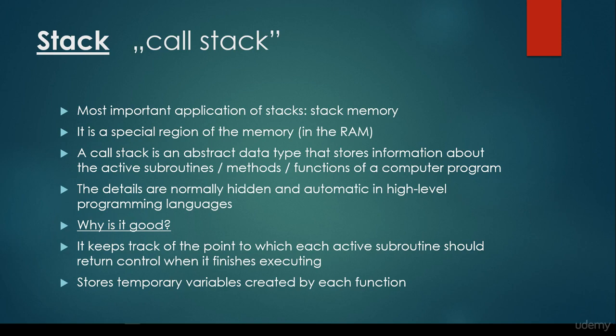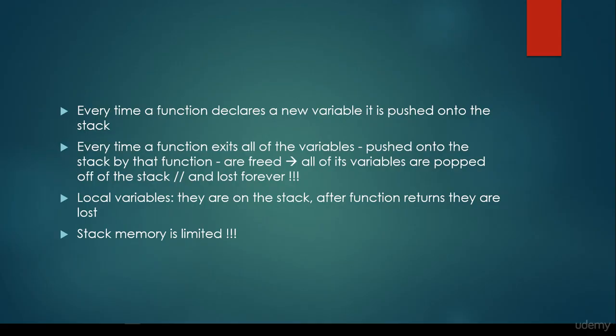So the local variables are going to be stored on the stack. Every time a function declares a new variable, it is pushed onto the stack, whether it is a reference type, for example in Java, or a primitive type. And every time a function exits, all of the variables that were pushed onto the stack by that function are freed. All of its variables are popped off the stack and lost forever.